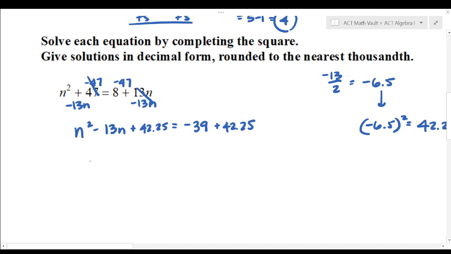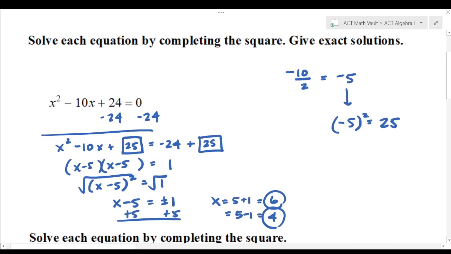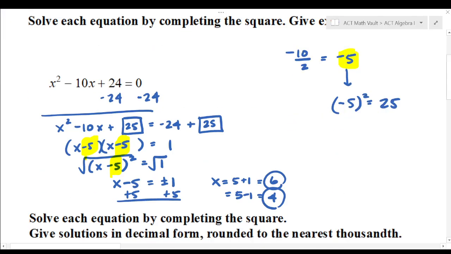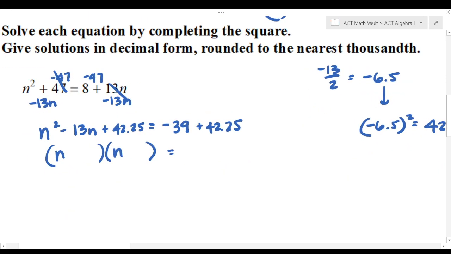And now it's time to factor. So how do you know how to factor it again? Well, you know this with this problem up here, this negative 5 and it matched here and here and here and here. That is the number, you know, after you cut that b term in half. So this negative 6.5 would be the version for this problem. So this is going to be n minus 6.5, n minus 6.5. You could write that as 13 halves too, but I think decimal version is better.